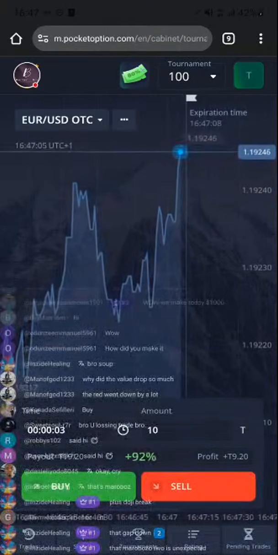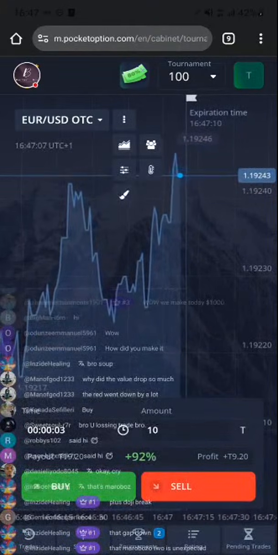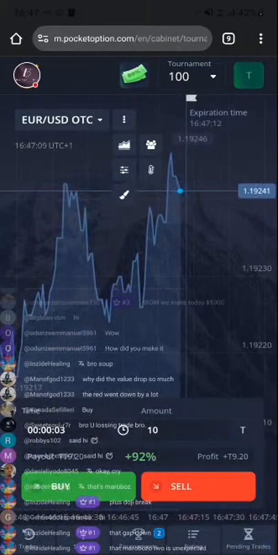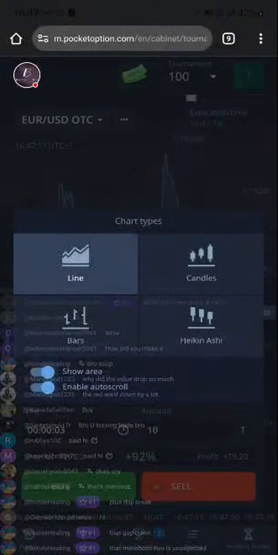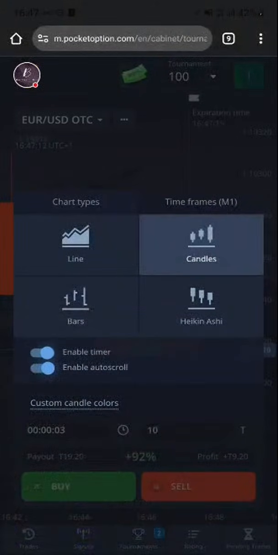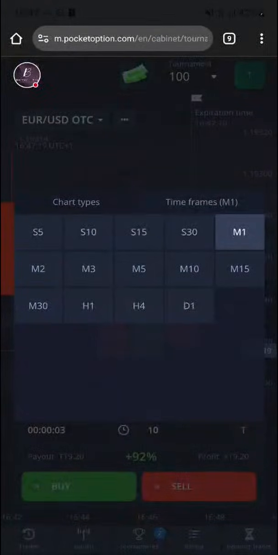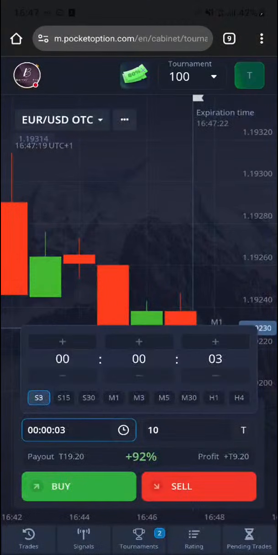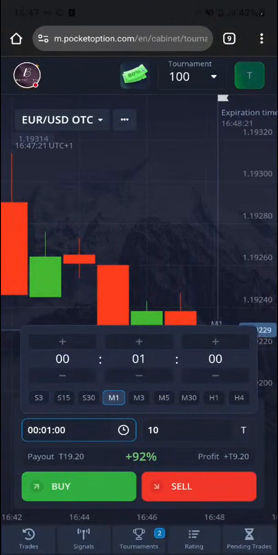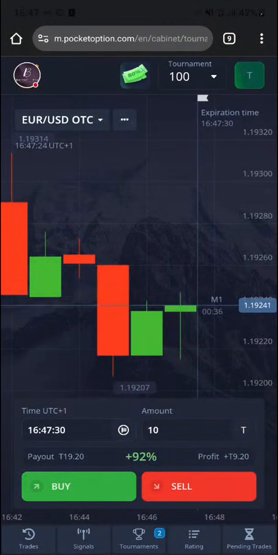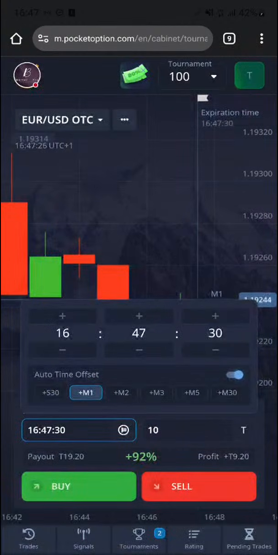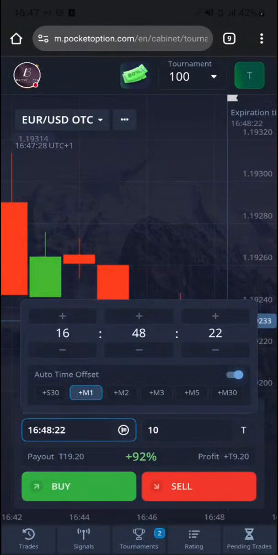So for anybody who did not understand the setup before, let's roll with the setup again. We have candlesticks over here. We enable the timer. We'll disable this auto scroll. We'll go back to M1, so time frame is going to be M1. Now we're going with the flag mode, and we'll make sure that this second hand is here.